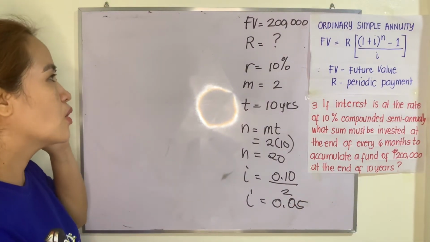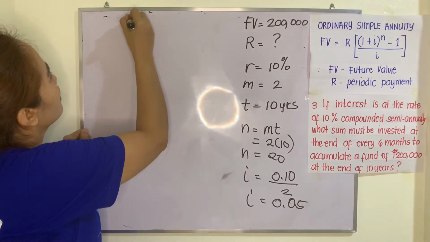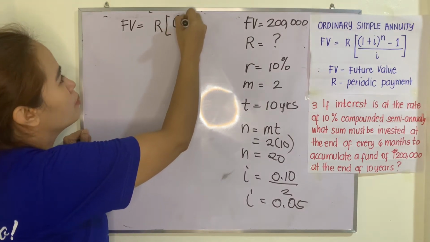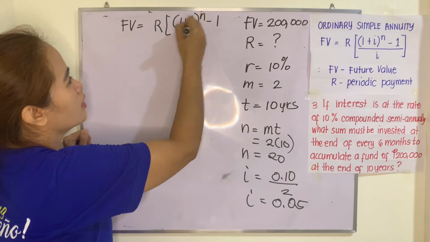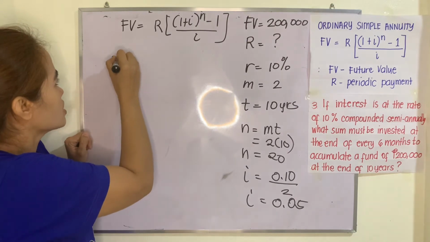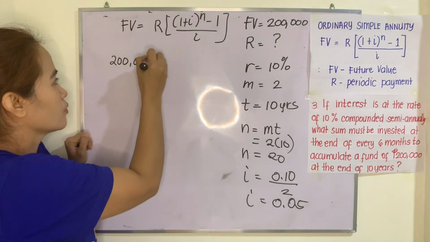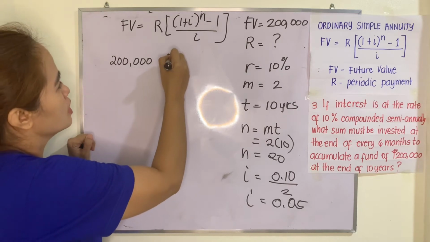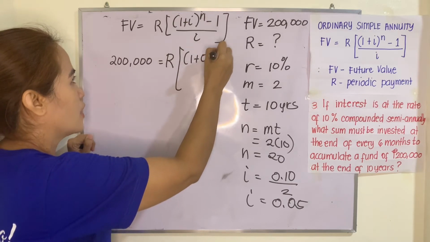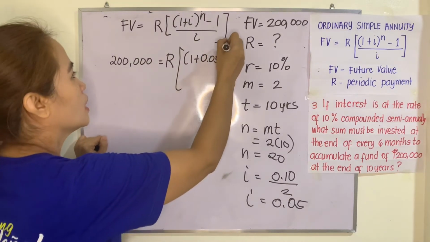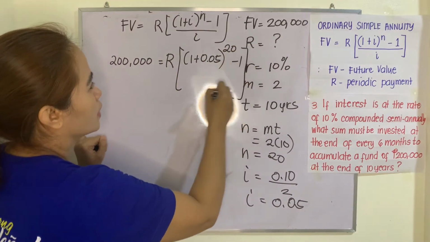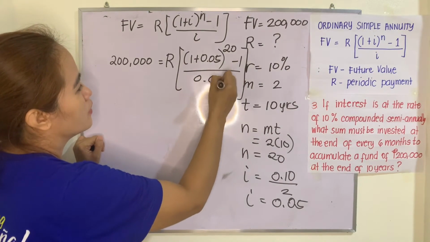Okay, so let us now use the formula FV equals R multiplied by 1 plus I raised to N minus 1, divided by I. Okay. So FV is given, that is 200,000, equals, this one is unknown, R times 1 plus 0.05 raised to 20 minus 1, divided by 0.05. Okay?